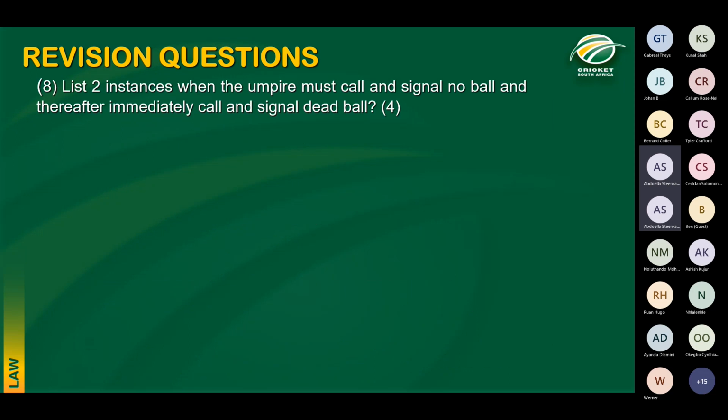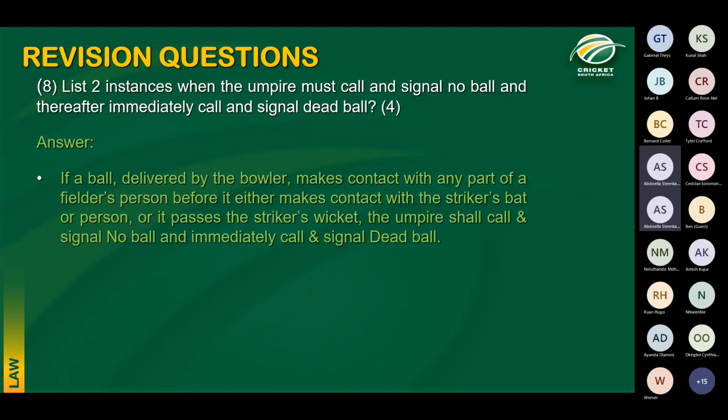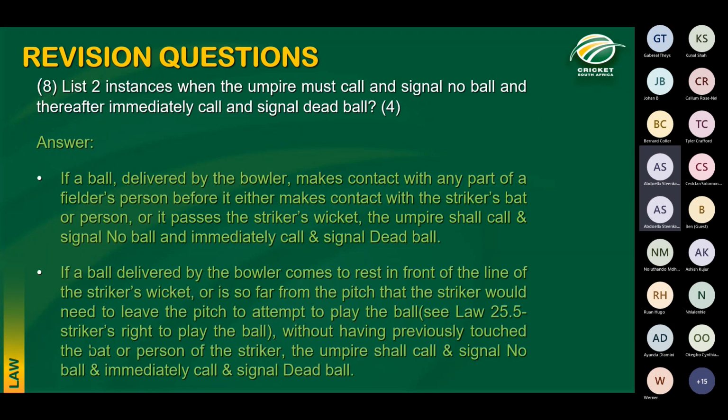And lastly, 2 instances when the umpire must call and signal no ball, and immediately thereafter call and signal dead ball. First instance is when a bowler delivers the ball, and that ball now makes contact with the person. An example of this, the spinner bowling, short leg standing. The bowler delivers the ball. Ball makes contact with short leg's foot. As soon as it makes contact with short leg's foot, call and signal no ball, and immediately, a split second later, call and signal dead ball.